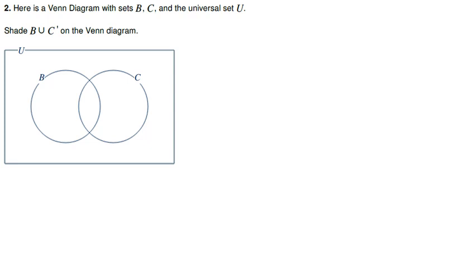All right, pause the video, give the problem a try. So we have a Venn diagram associated with sets B and C, and of course the universal set, which again is a box that contains our circles which identify our sets. We want to shade in the set that consists of elements in B or elements not in C. So in B or not in C.